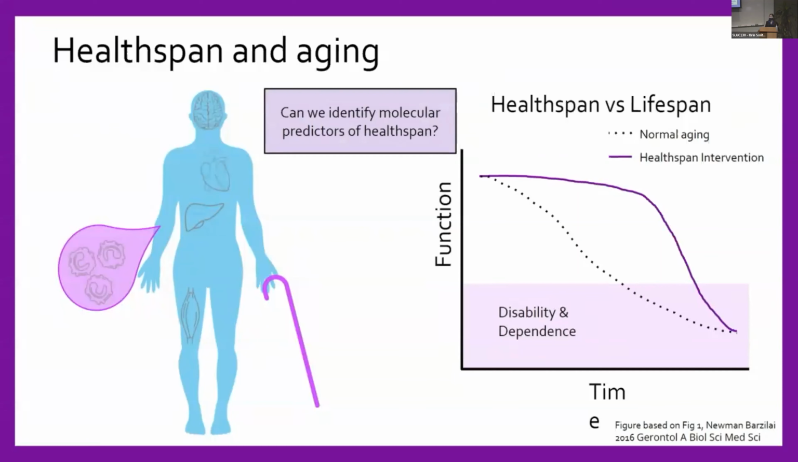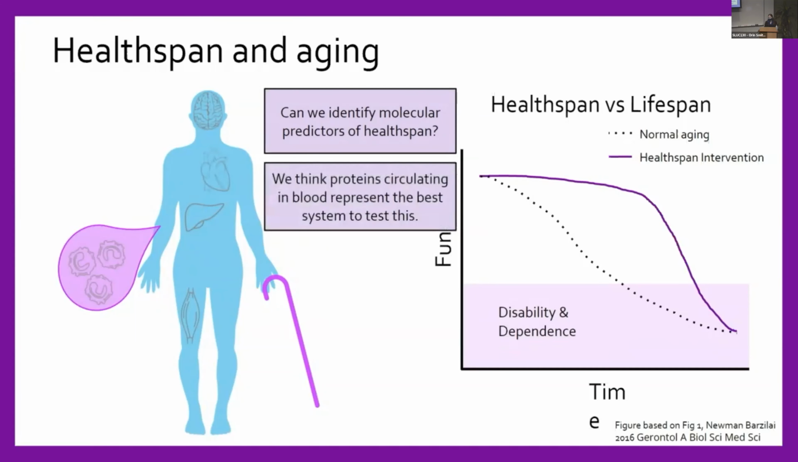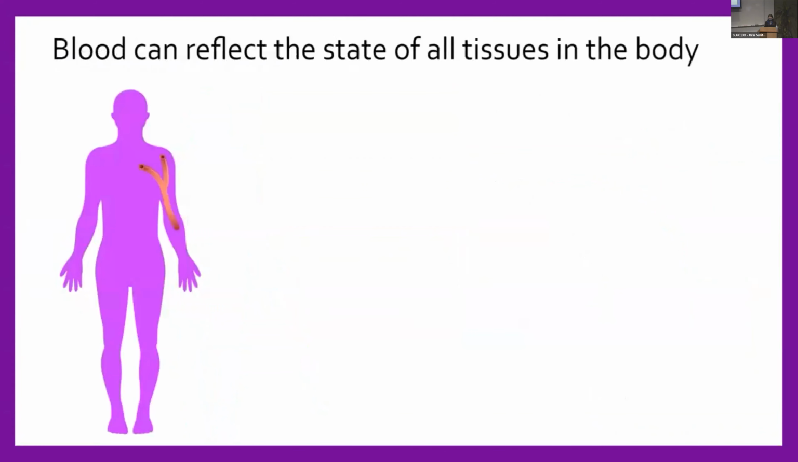And one of the things I'm really interested in trying to get at is, can we identify molecular predictors of health span in your blood? I already said this, but we really think that the circulating proteome in your blood is the best system to test this. One of the big reasons being blood can reflect the state of all of the tissues in your body.